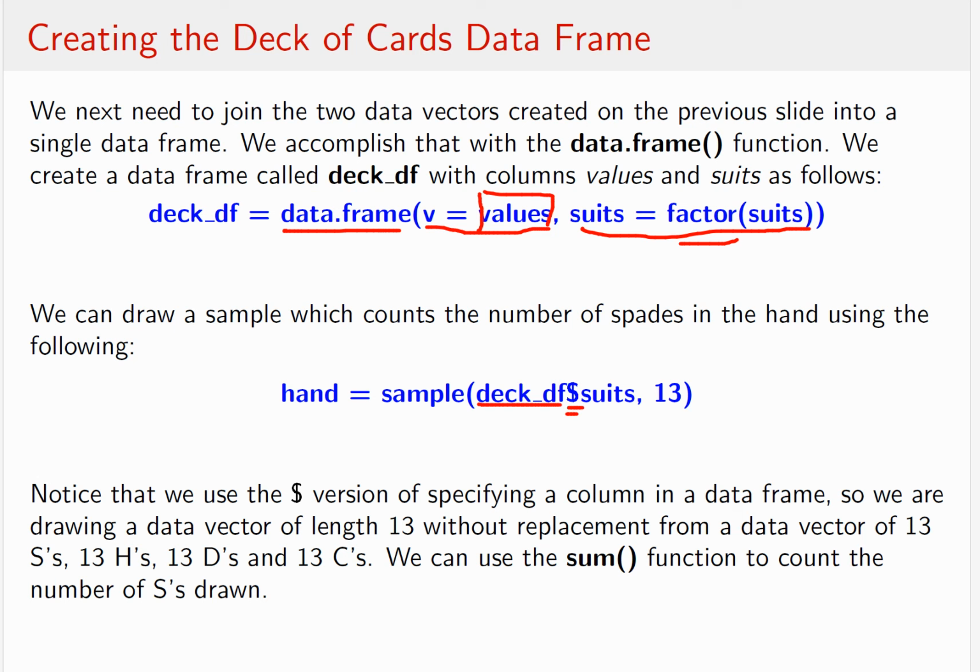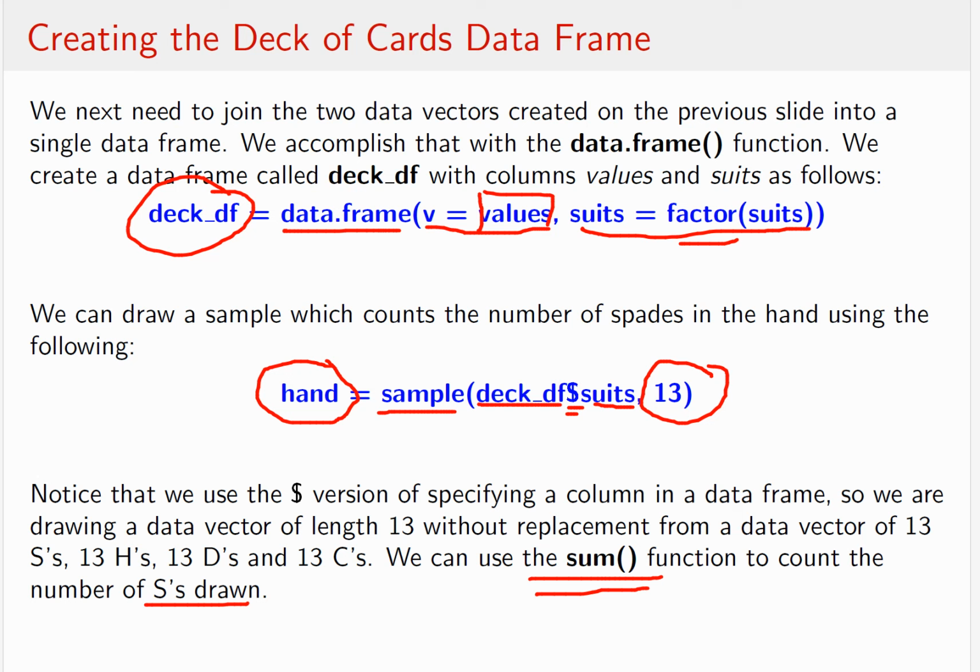Using the $ notation, we extract the suits column and we sample 13 cards. So we're using the sample function on this data frame we created. It's just going to tell me how many S's are drawn, for example, and I can use the sum function to count them up. Hand is just a 13 card data vector, and the only thing that's listed is the suits that are drawn. That's all we're looking at, and then I can use the sum function to count up the number of S's.